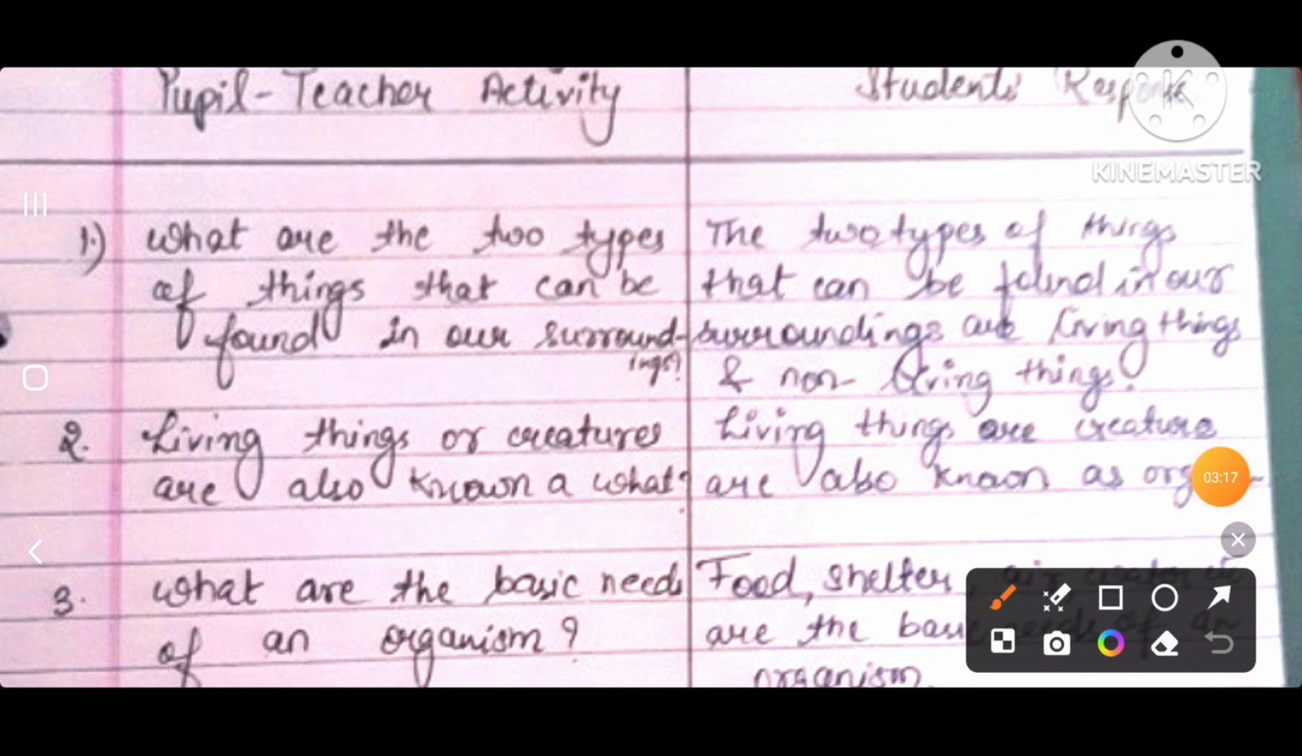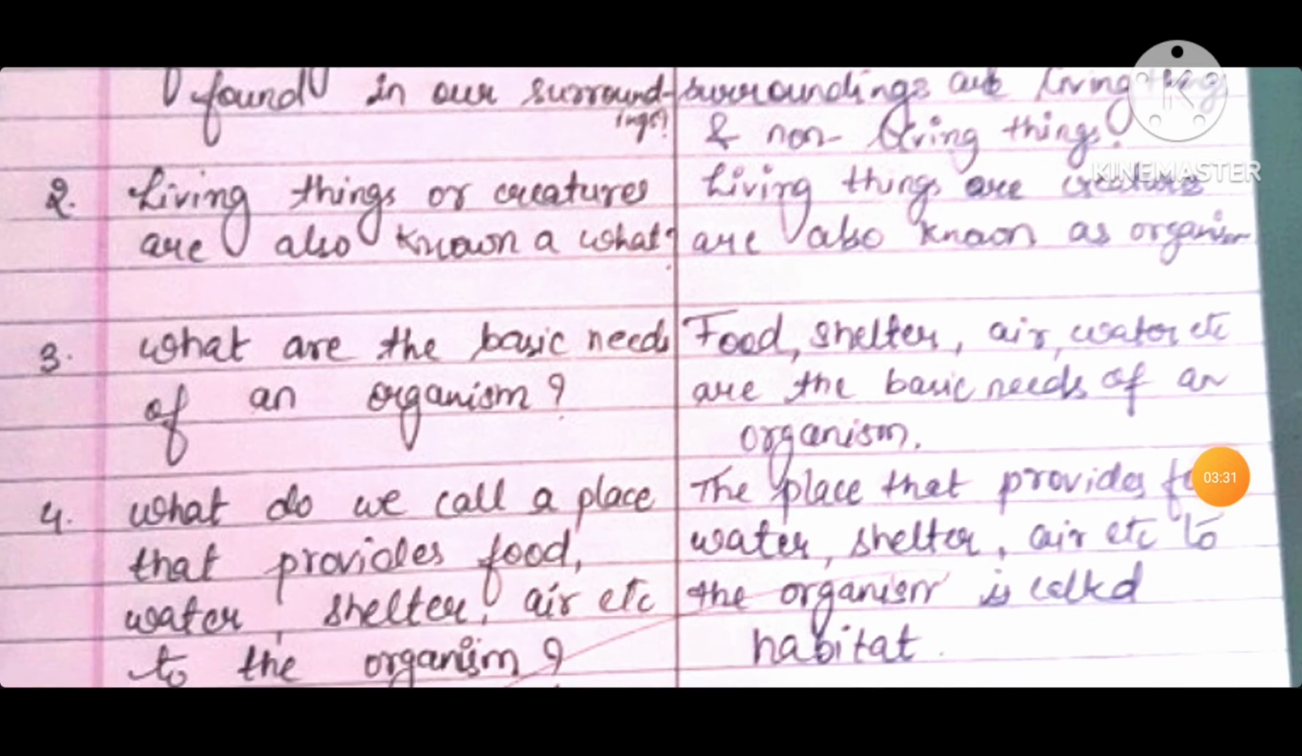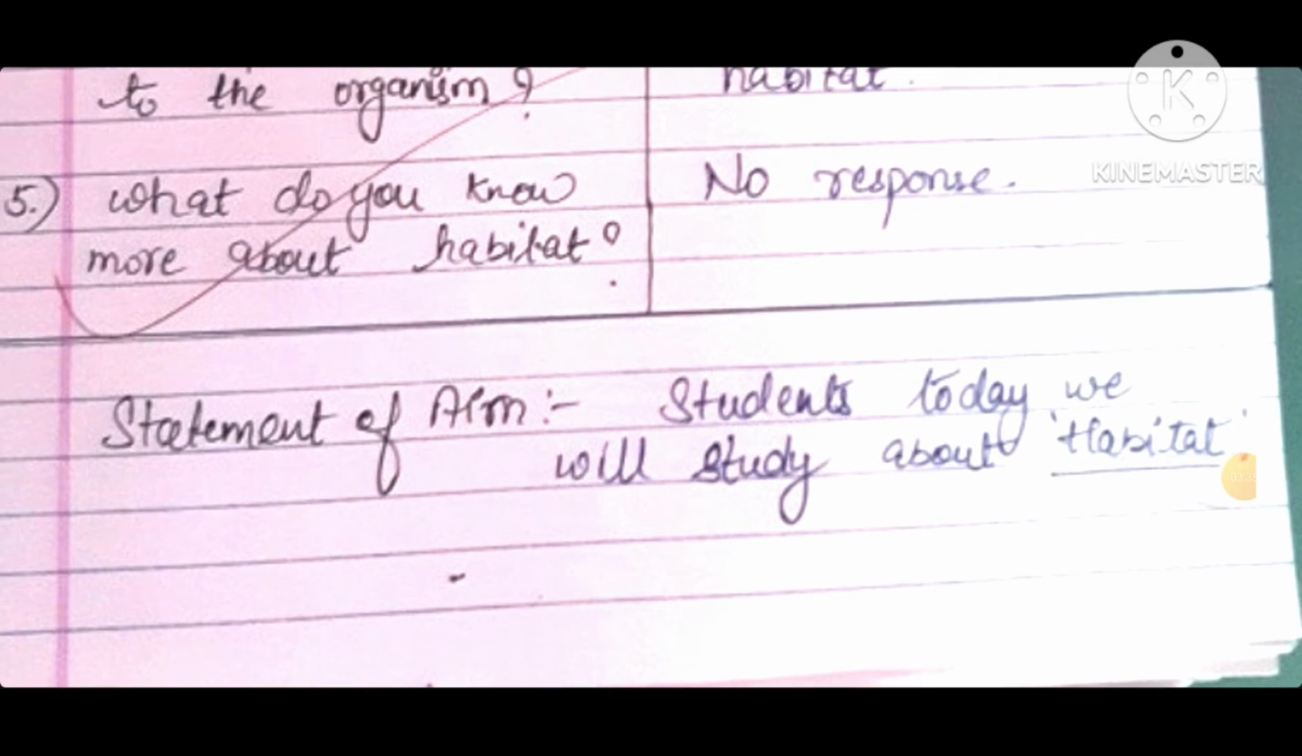You see in this there is a pattern following a zigzag manner. In the first answer you see living things and non-living things. So the second question comes from that, living things or creatures. In the second answer you see organism, so the third question comes from that. So you are seeing that a zigzag pattern is followed. After that you have to introduce the topic: students, today we will study about habitat.